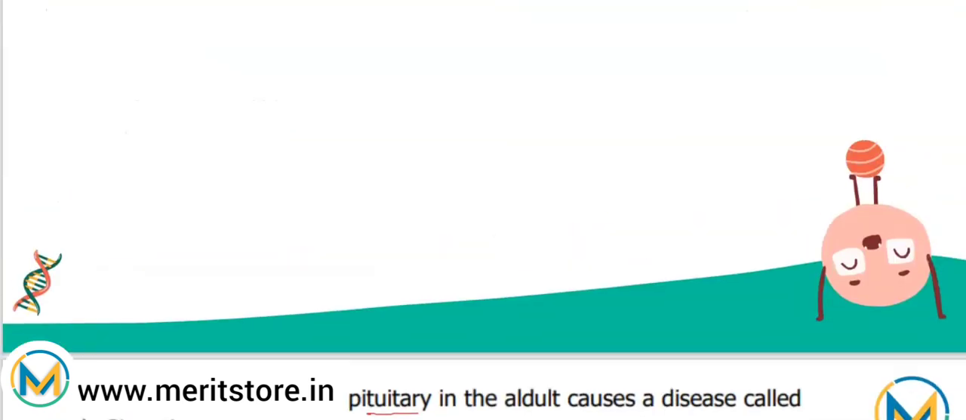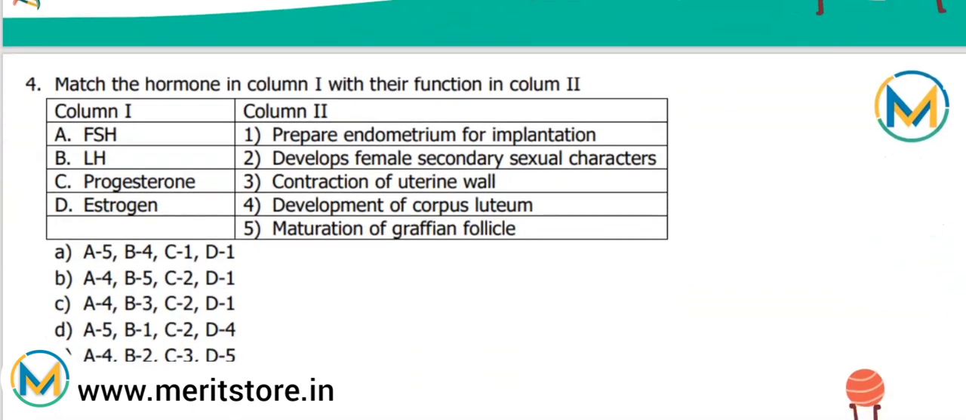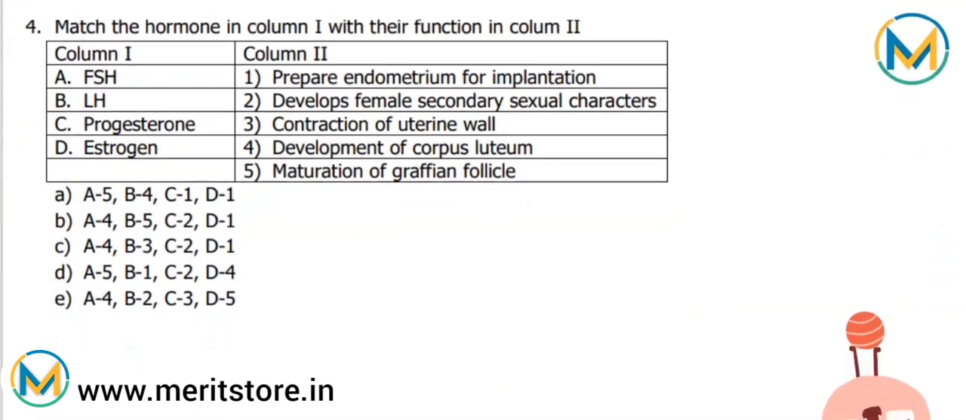Now the next question. Match the hormone in column 1 with their functions in column 2. So now this column 1 gives idea about different hormones, and here we have to choose the correct one for the functions. So first, that's FSH, follicle stimulating hormone. It's responsible for maturation of Graafian follicle during menstruation cycle. So it's fifth point.